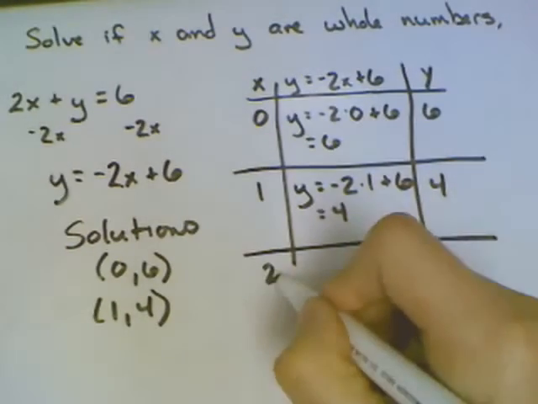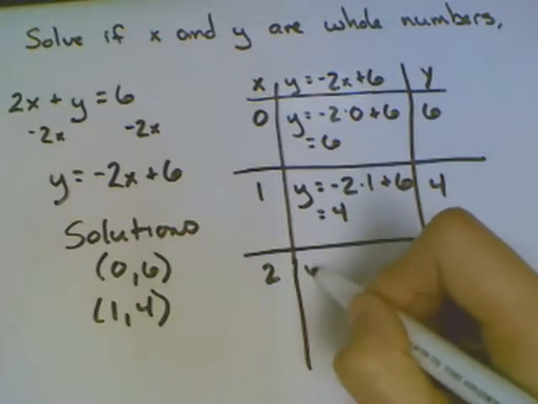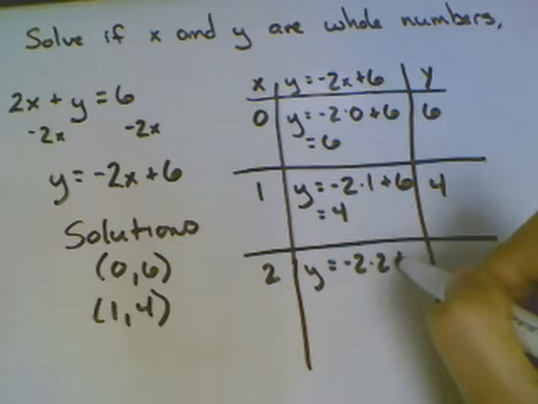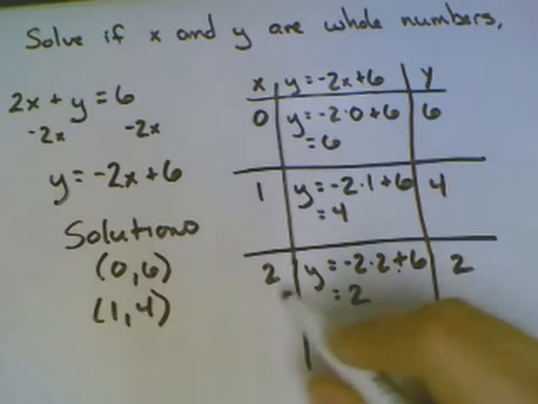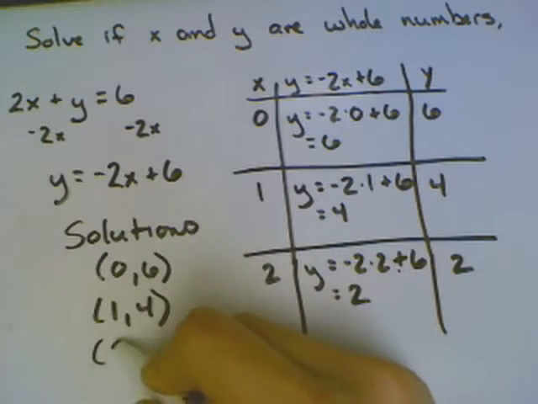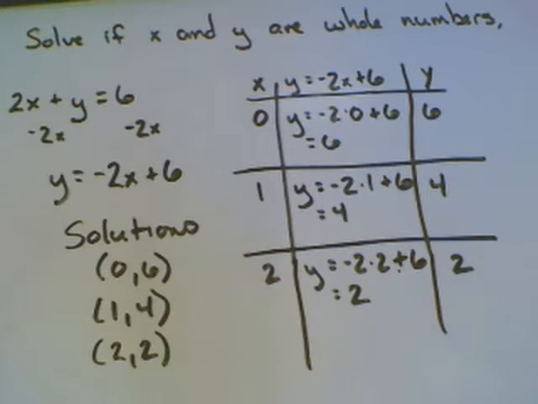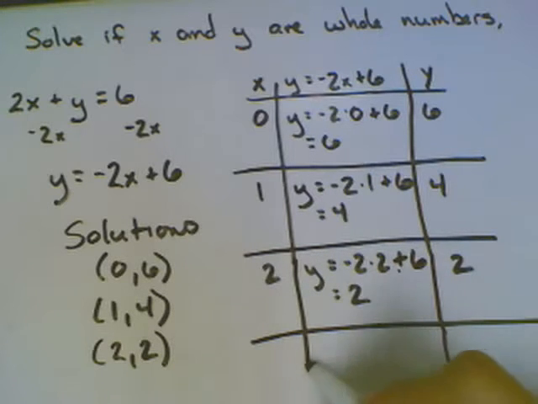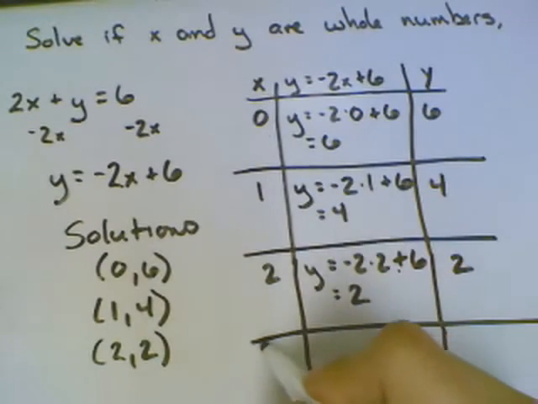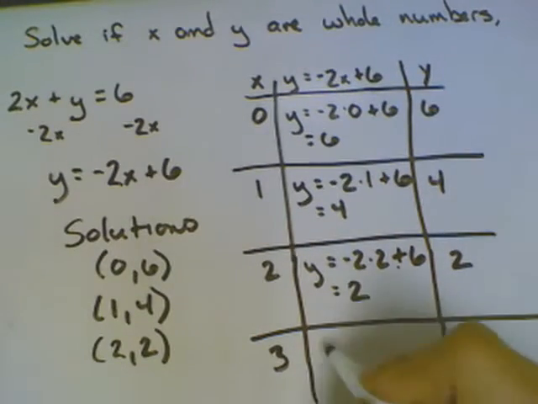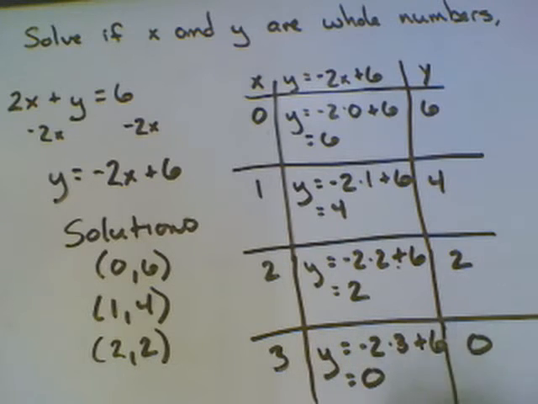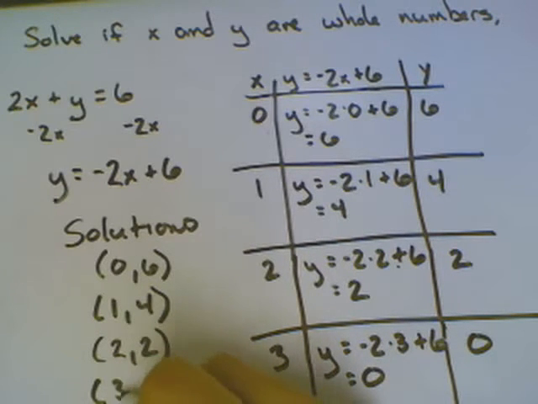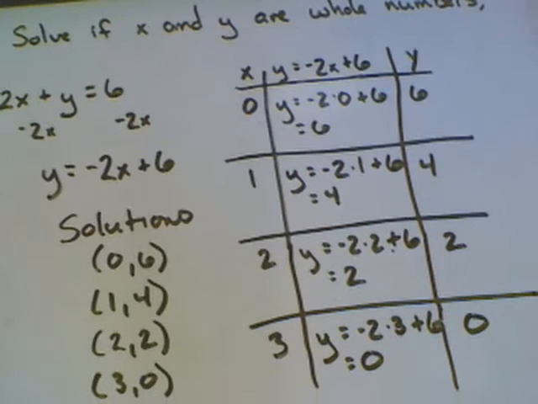Next number to try for x, 2. If x is 2, y is negative 2 times 2 plus 6. It's going to be negative 4 plus 6, that is 2. Both of these are whole numbers, so 2 comma 2 is one of my solutions. Next number to try for x, I did 0, 1, 2. You guessed it, it will be 3. If x is 3, y is negative 2 times 3 plus 6. Y is going to be 0. Both of these are whole numbers, so this will also be in my solution list.